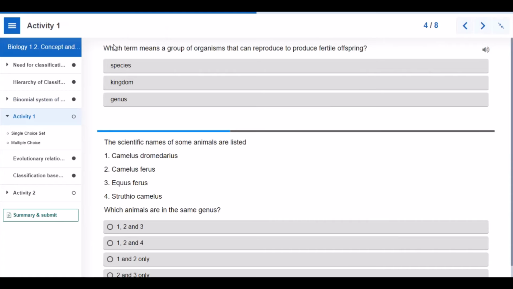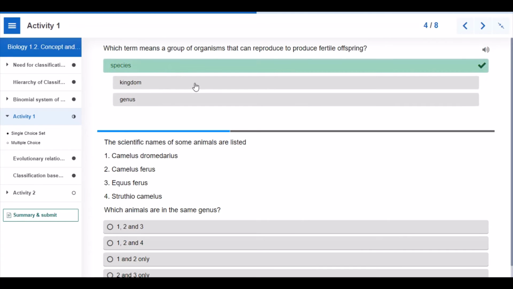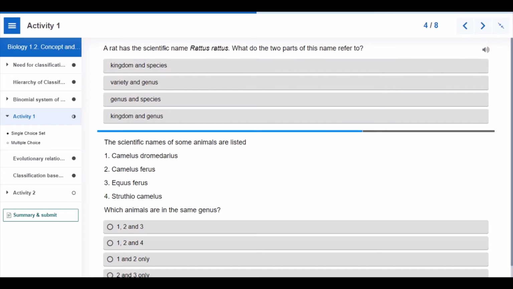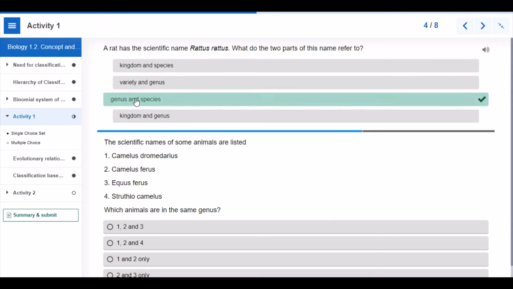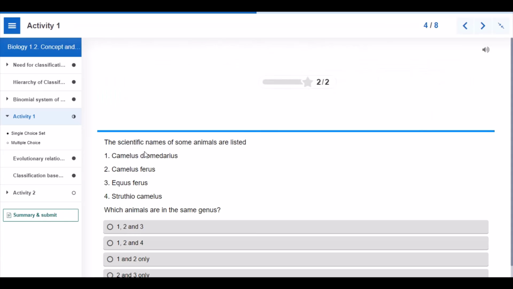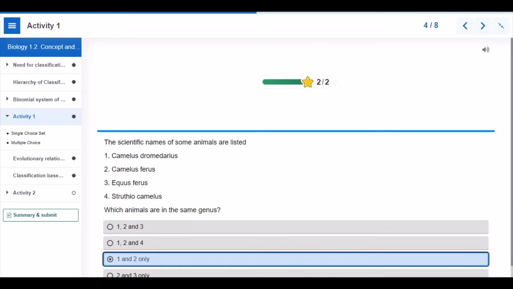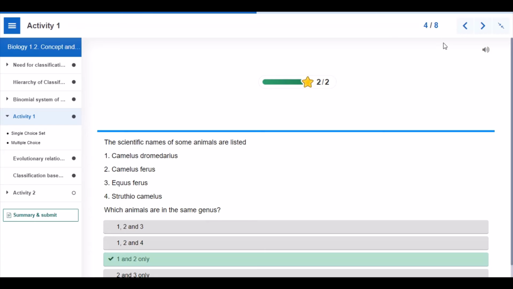So we have some activities here laid out. Which term means a group of organisms that can reproduce to produce fertile offspring? That should be species. Correct. A rat has scientific name Rattus rattus. What do the two parts of this name refer to? That should be the genus and species. The scientific names of some animals are listed below. Which animals are in the same genus? That should be one and two only. Let's check. Correct.